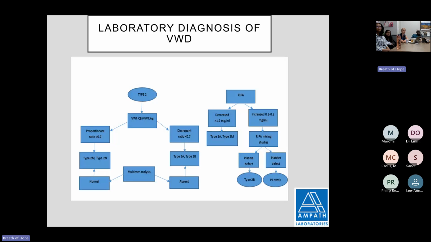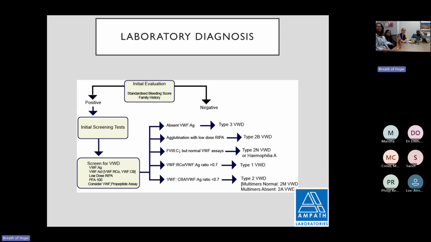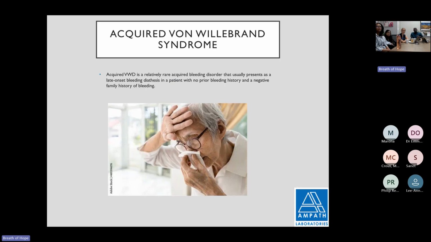So as you can see, von Willebrand is quite interesting or intriguing, but if you do keep your head and you just follow a flow diagram, you can actually lead to a diagnosis. And that flow diagram is just summarized a bit easier in this one. So it's also just for you guys for reference.